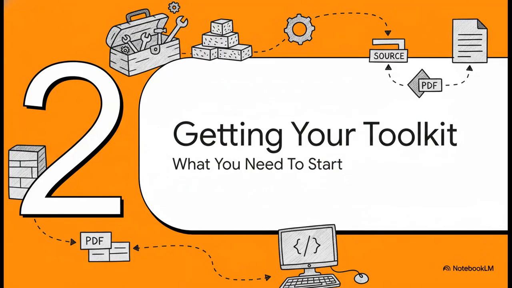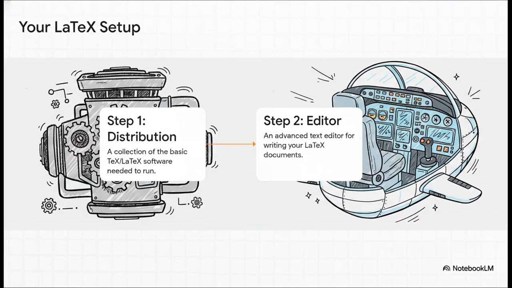Okay, so you're probably thinking, this sounds pretty cool, but how do I even start? Well, the good news is, getting set up is actually really straightforward. You just need two key things to build your toolkit. Let's break them down. First up, you need something called a distribution. Just think of this as the complete package that has the tech engine and all the other essential files. Second, you need an editor.